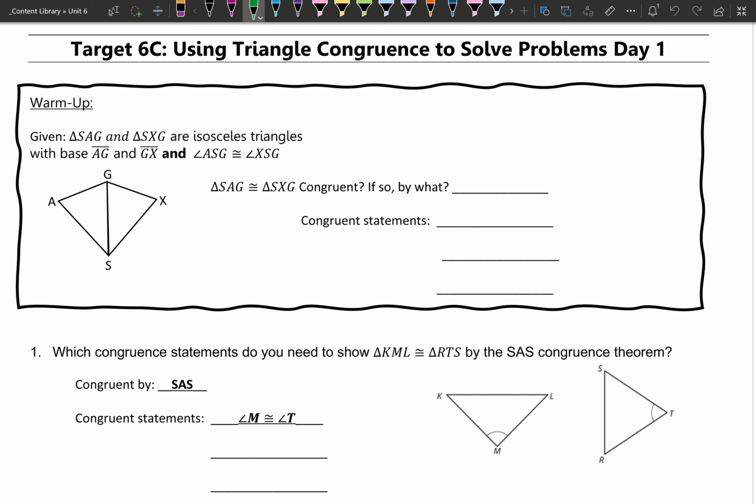Hello, and welcome to a little video about Target 6C, where we're going to use triangle congruences to solve problems. First, let's do a little warm-up and talk about the previous 6B lesson.